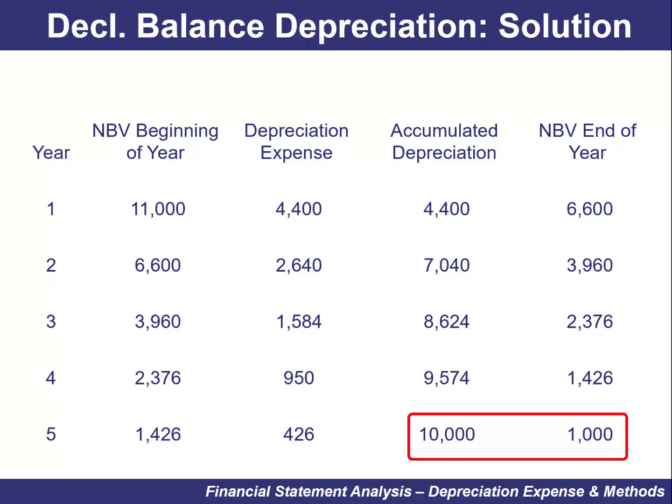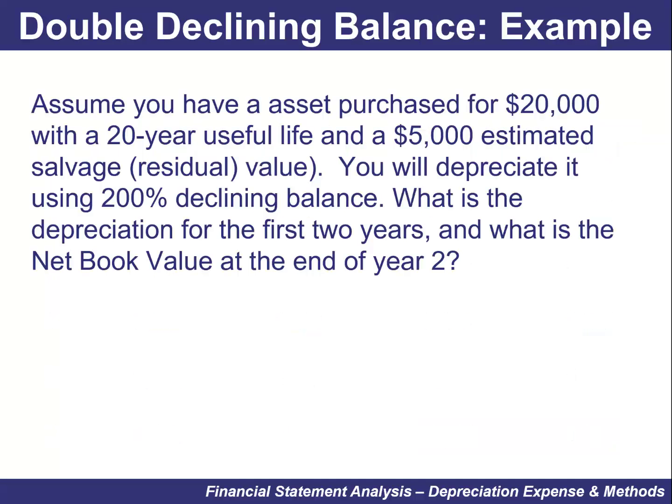All right, let's try another one. Here's the problem. You've got an asset that you purchased for 20 grand. It's got a 20-year useful life and a $5,000 estimated salvage value. You're going to depreciate it using 200% declining balance. So let's just look at what the depreciation is for the first 2 years and what the net book value is at the end of year 2.